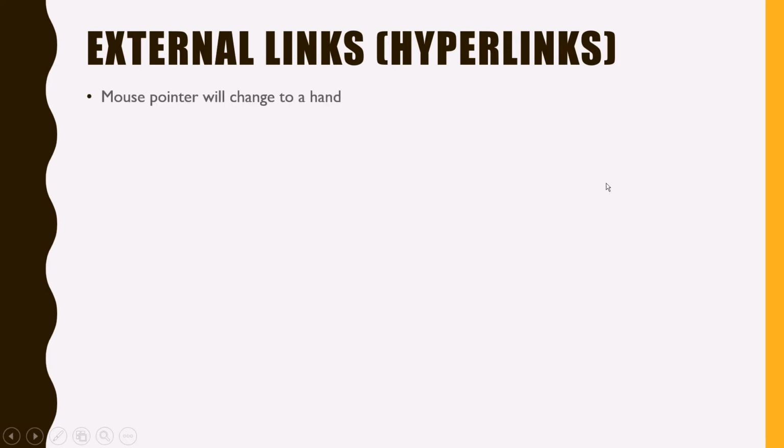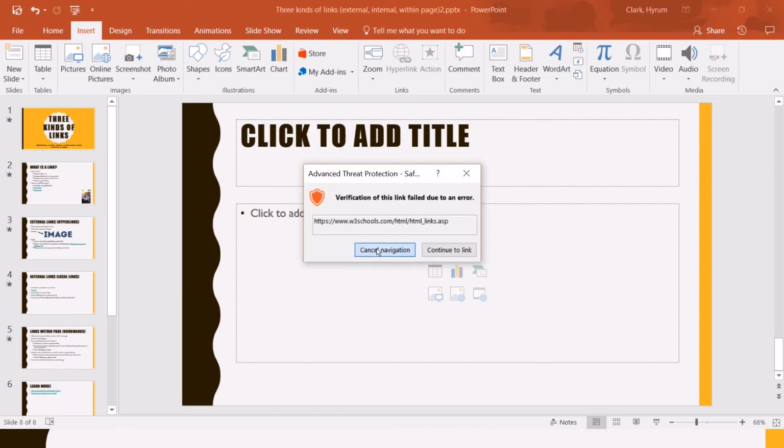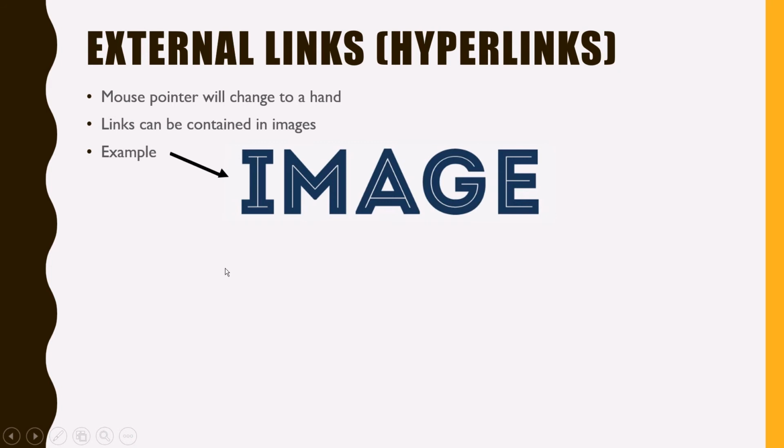External links and hyperlinks will change the mouse pointer into a hand when it goes over it. Links can be contained in images, and here's an example. This is an image of the word image, and when I move my mouse pointer over it, it turns into a hand. That indicates that it's a link, and here it'll show you the alternate text, which shows that it goes to this link. If I were to click on it, it would take me to that website, which I don't actually want to do.